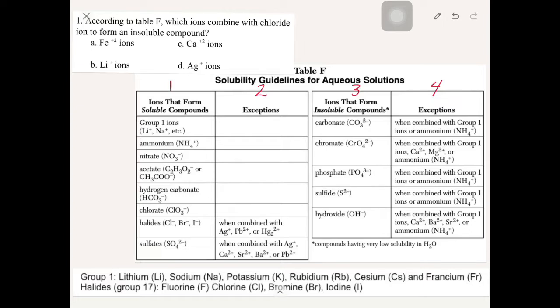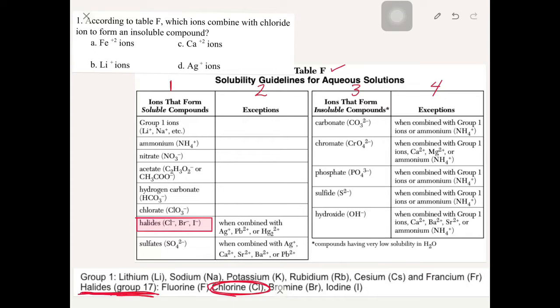According to table F, great, that's where we are. Which ions combine with chloride ion to form an insoluble compound? All right, chloride ion. So at this point you should have written at the bottom of your page, I wanted you to write out group 1 elements and halides, or group 17 elements, and you should see that chloride ion falls under group 17 halides. So let's look at where we can find that on the table, and I find it right here, halides, chlorine.